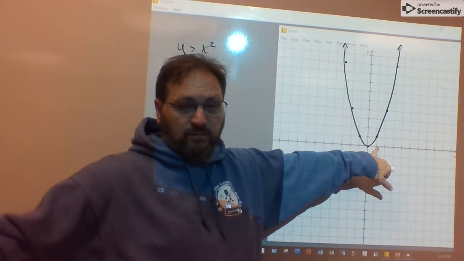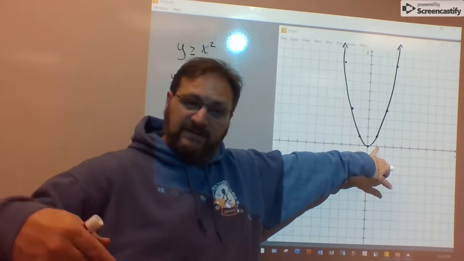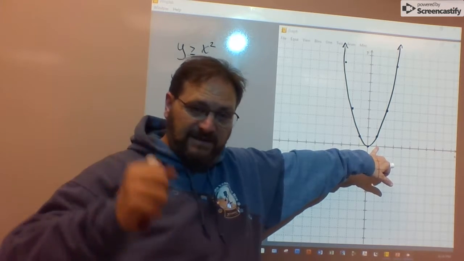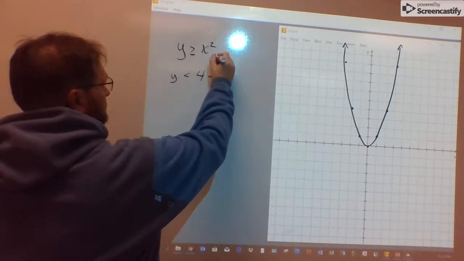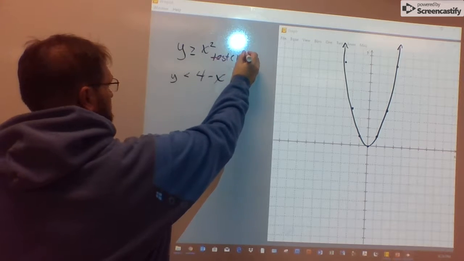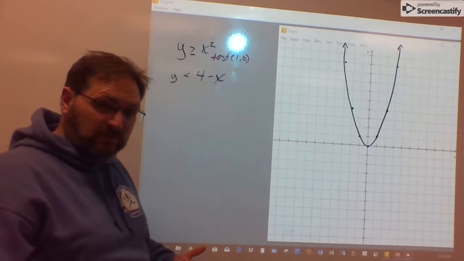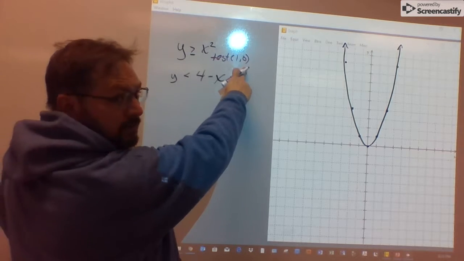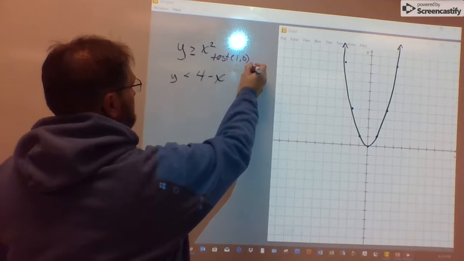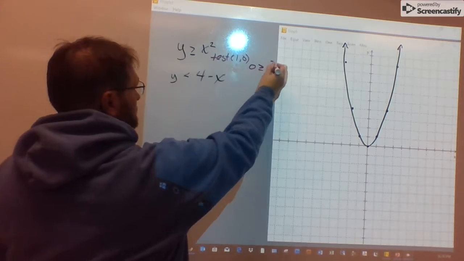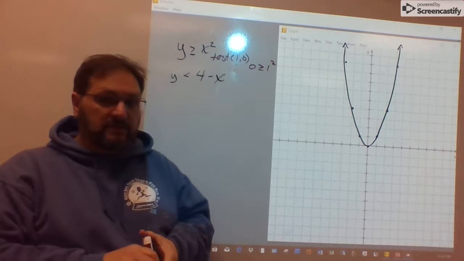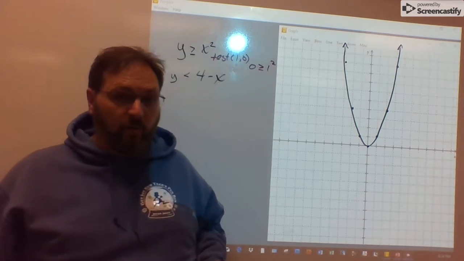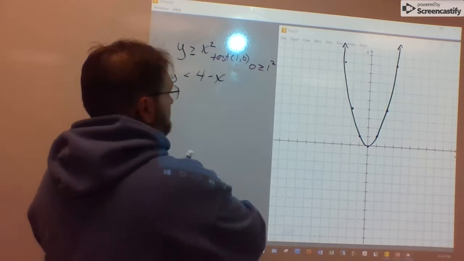If it works, we shade outside the parabola. If it doesn't work, we shade in. (1, 0). Make a note of it so you know which one you're testing. Replace your variables: 0 for y, 1 for x. True or false? 0 is not greater than or equal to 1. That's false.